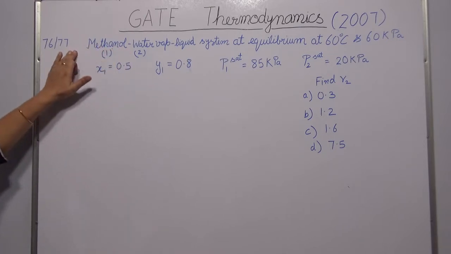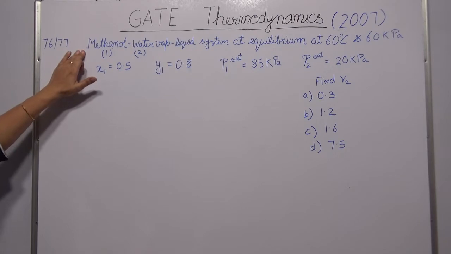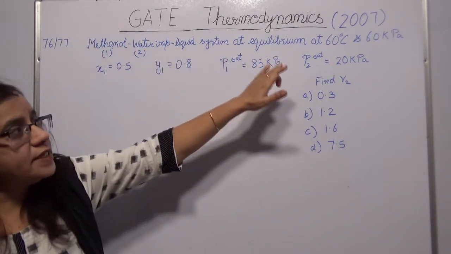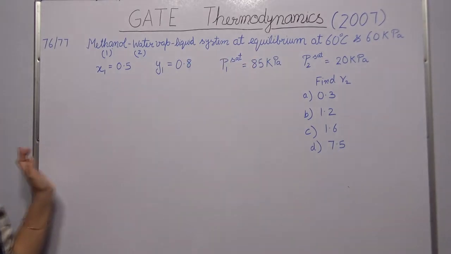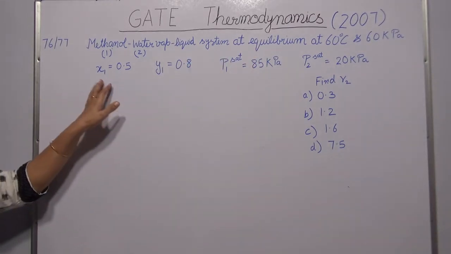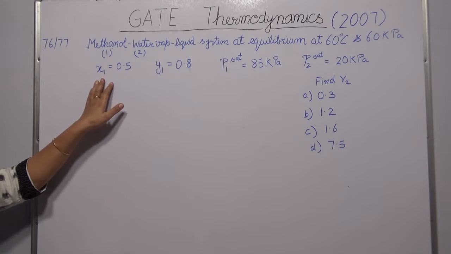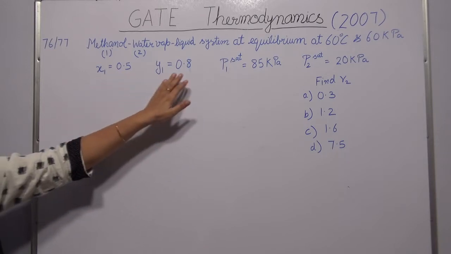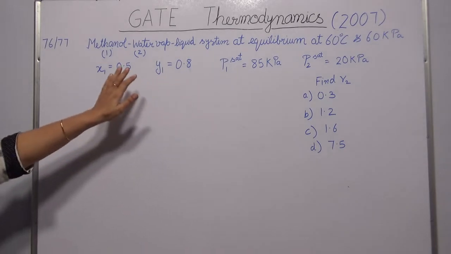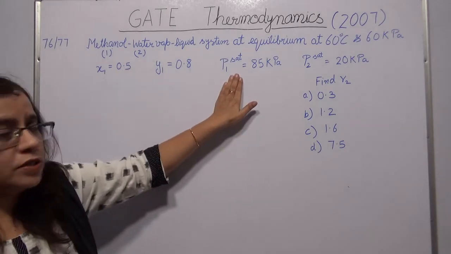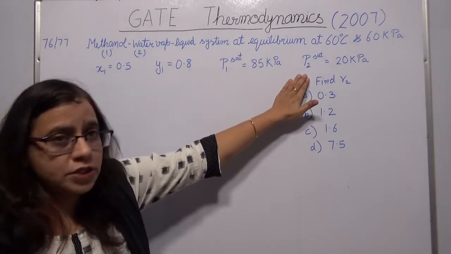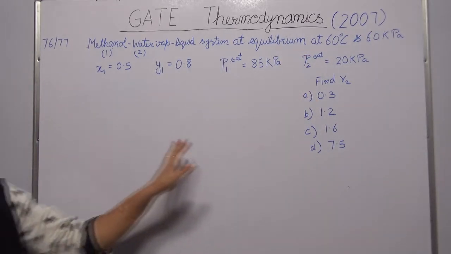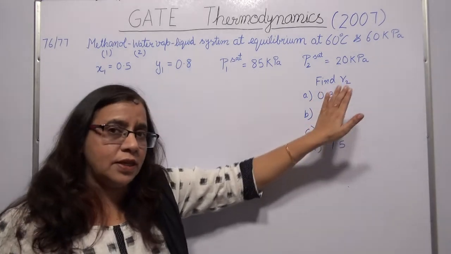Now the vapors of this mixture are in equilibrium with the liquid at 60 degrees centigrade and 60 kilopascals. Further, they have said that the mole fraction of methanol in the liquid phase is 0.5 and that in the vapor phase is 0.8. They have also given you the vapor pressure of methanol and water at 60 degrees centigrade, and they have asked you to calculate the activity coefficient of water in the liquid phase.